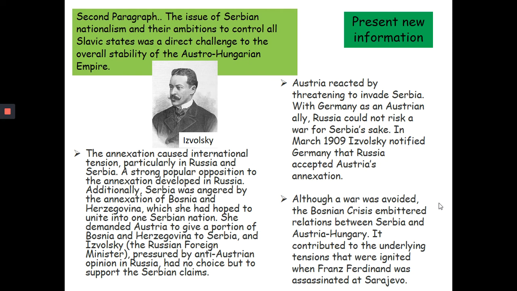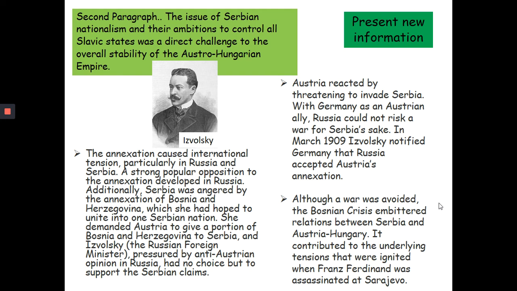She demanded Austria give a portion of Bosnia and Herzegovina to Serbia, and Izvolsky, the Russian foreign minister, pressured by this anti-Austrian opinion in Russia, had no choice but to support the Serbian claims. Austria reacted by threatening to invade Serbia, well, the saber rattling there, with Germany as Austria's ally. So they had some big, tough friends at hand. So Russia could not risk a war for Serbia's sake. In March 1909, Izvolsky notified Germany that Russia had accepted Austria's annexation.